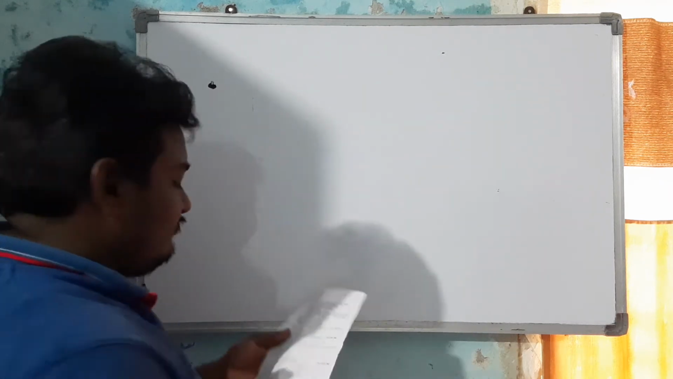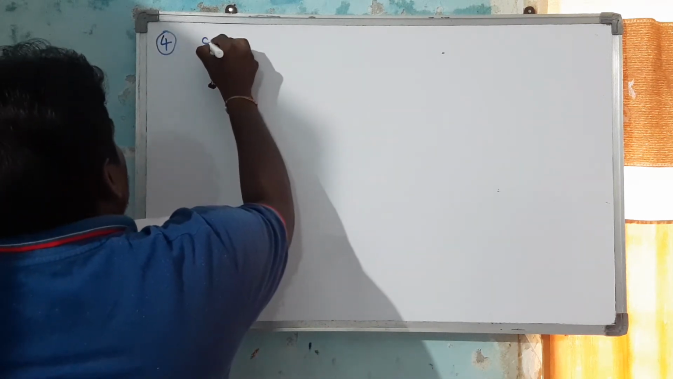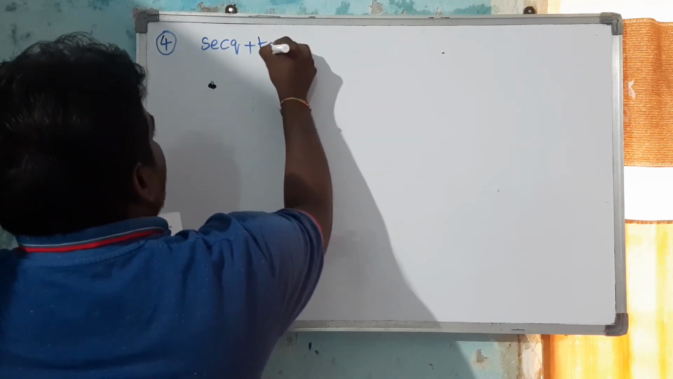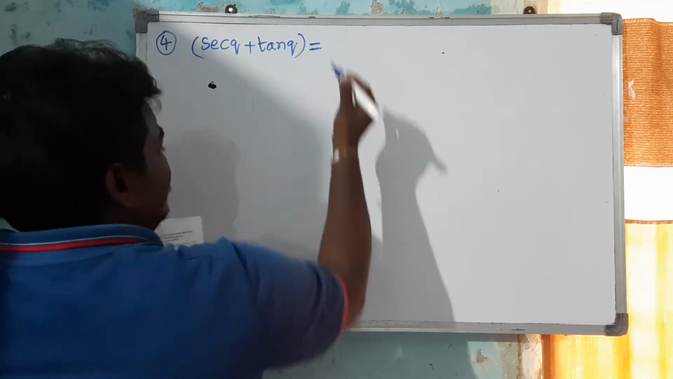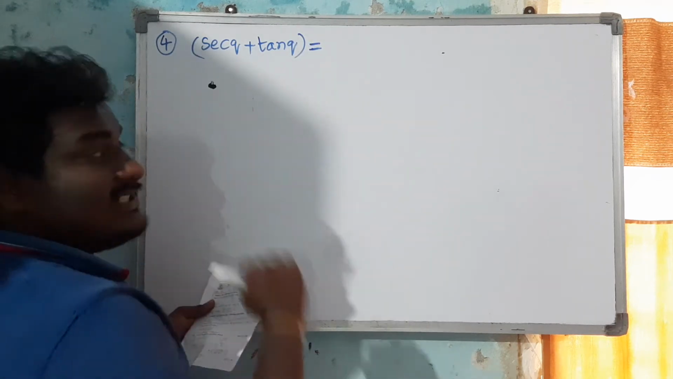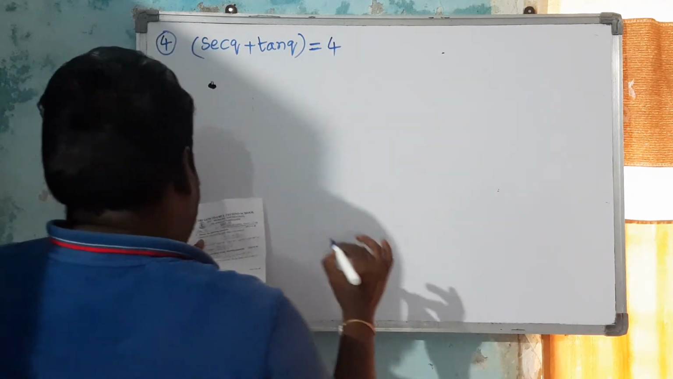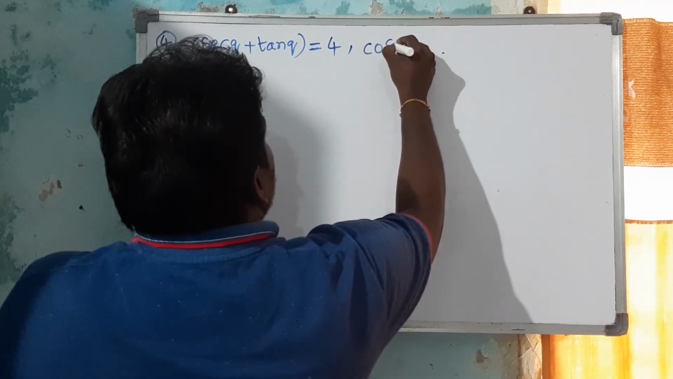So the fourth question is this one: secant q plus tan q equals 4. I have already told you, the first question is this one only. Then why are you not doing? Secant q plus tan q equals 4. I am asking, what is cos q?